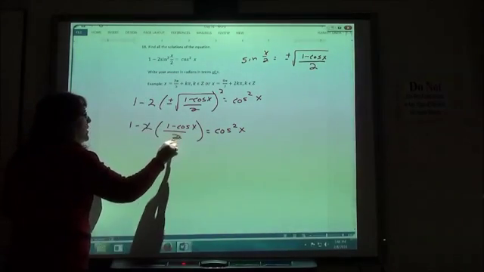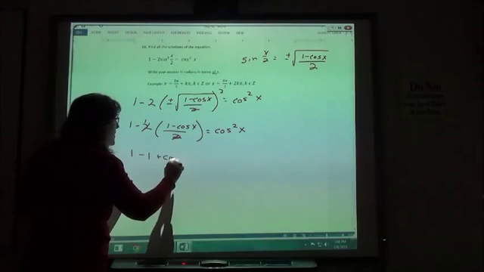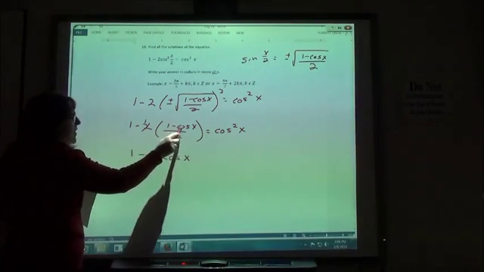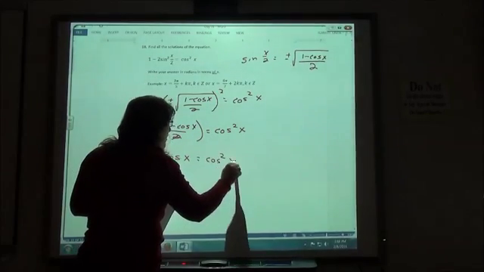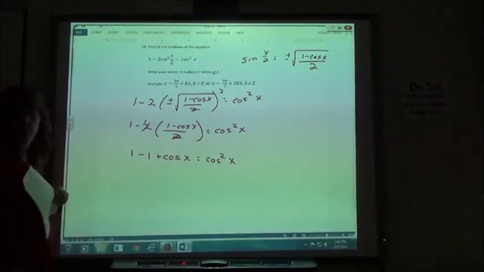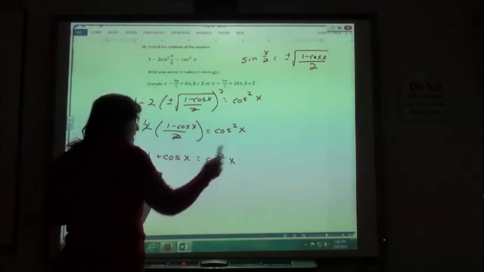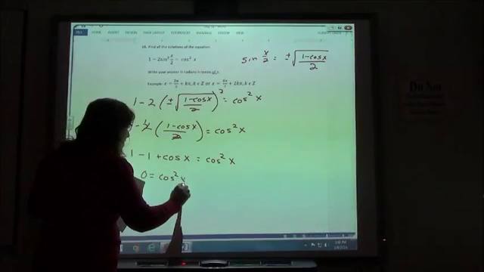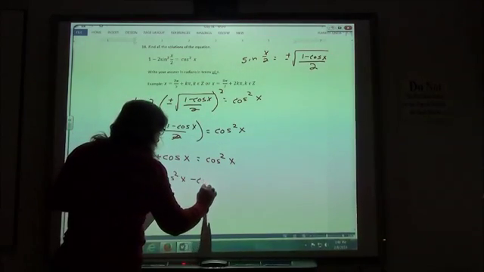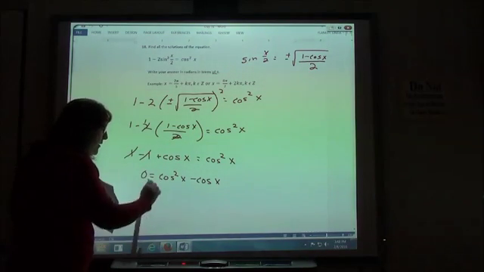Here my 2's would cancel. So 1 minus 1 plus cosine of x, negative times a negative made that a positive, equals cosine squared of x. Since we're all in terms of cosine, we don't need to use our Pythagorean identity. We just need to set it equal to 0. So 0 equals the cosine squared of x minus the cosine of x. 1 minus 1 would have canceled out.